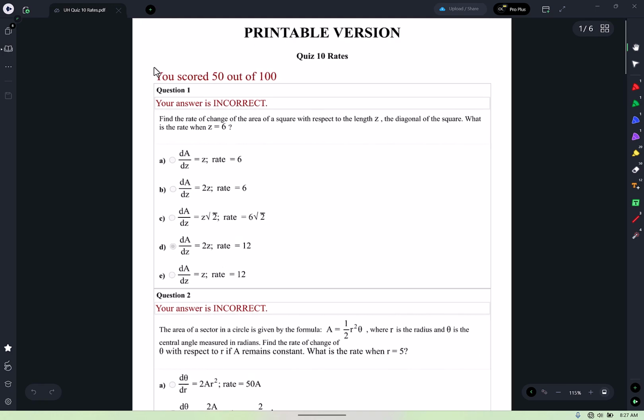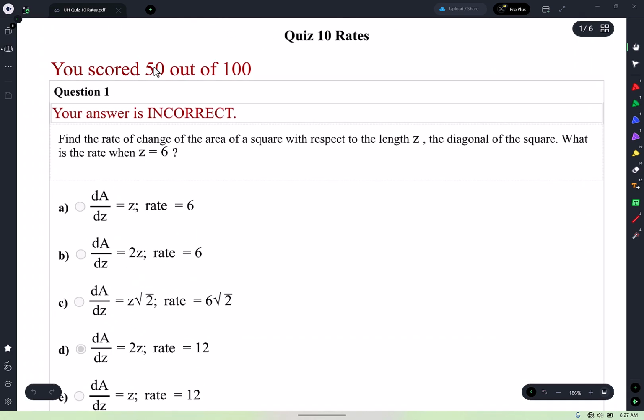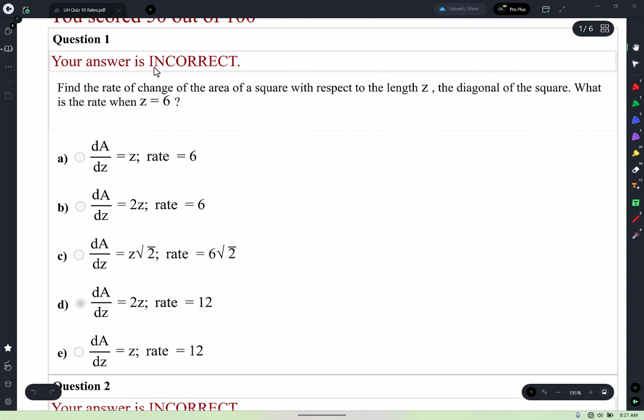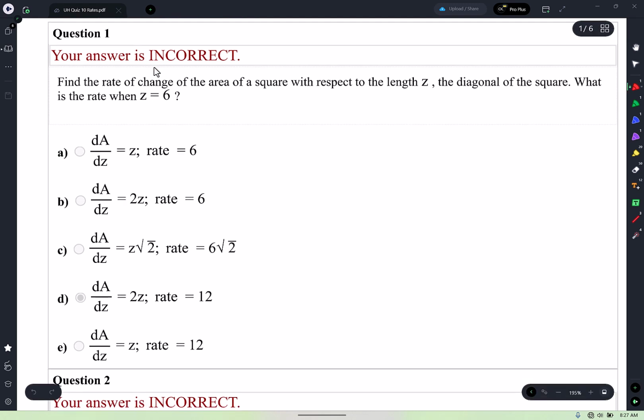Here it is, Quiz 10 rates. I'm going to read it and we're going to go through it slowly. And if you have questions, please ask me, guys. Please, please, please. It says, find the rate of change of area of a square with respect to the length z, the diagonal of the square. What is the rate when z equals 6?